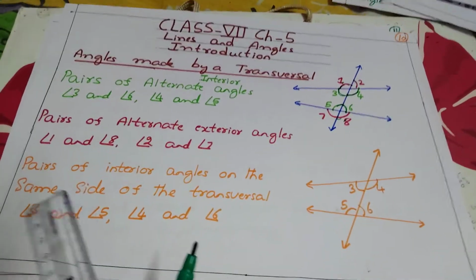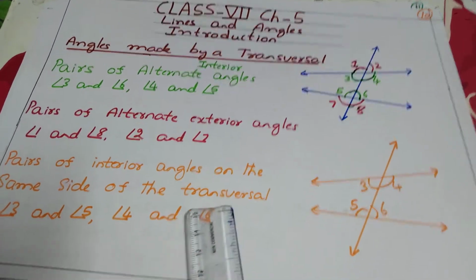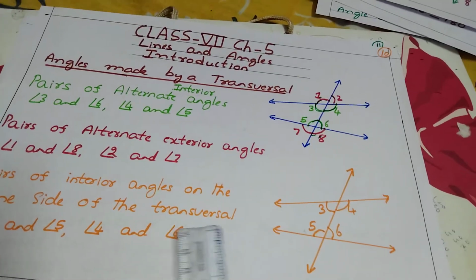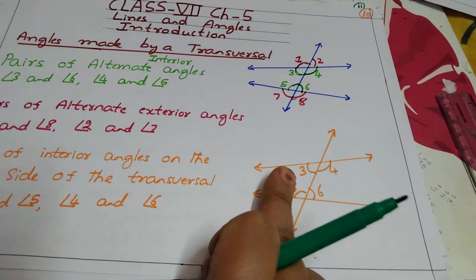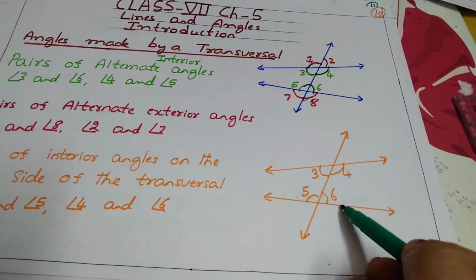Next, pairs of interior angles on the same side of the transversal. Interior on the same side means left side with left side, or right side with right side. 3 and 5, 4 and 6, like that.